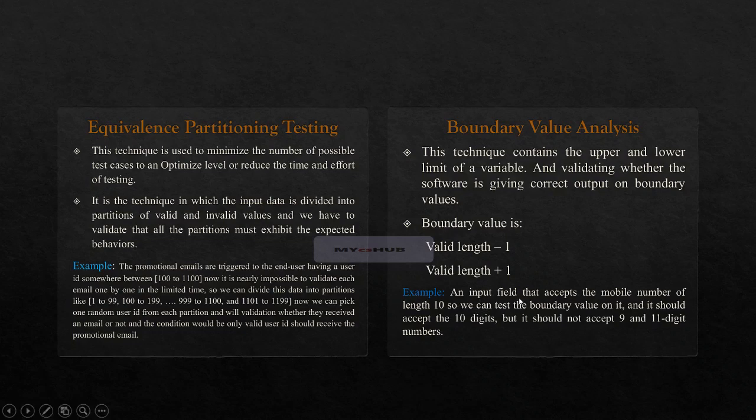Suppose an input field accepts a mobile number of length 10. So here, what is the boundary value? We have the valid length, which is 10. So the boundary values will be 10 minus 1, that is 9, and 10 plus 1, that is 11. We have to validate that the input field should accept a 10-digit mobile number, but it should not accept a number which contains 9 or 11 digits. So this is boundary value analysis.